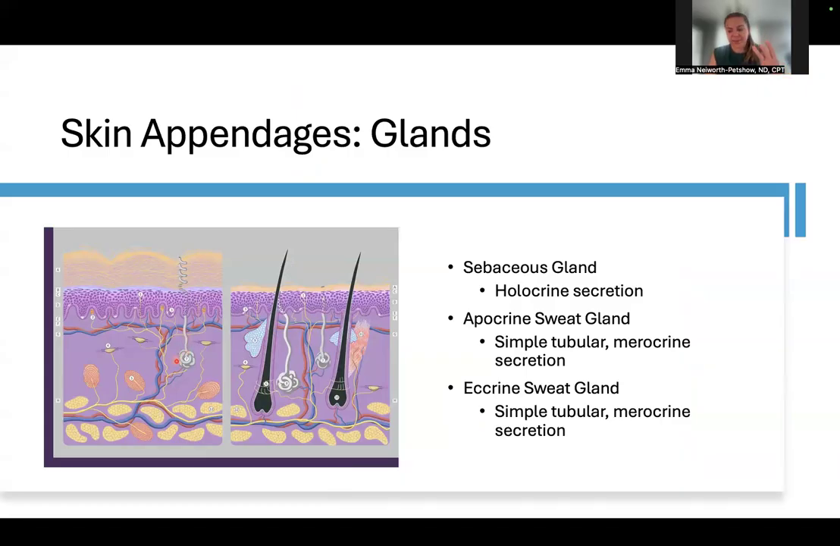Glands: there are three types of glands, sebaceous, apocrine, and eccrine. Our sebaceous glands participate in holocrine secretion. Apocrine is merocrine secretion and simple tubular, and eccrine is simple tubular and also merocrine secretion.